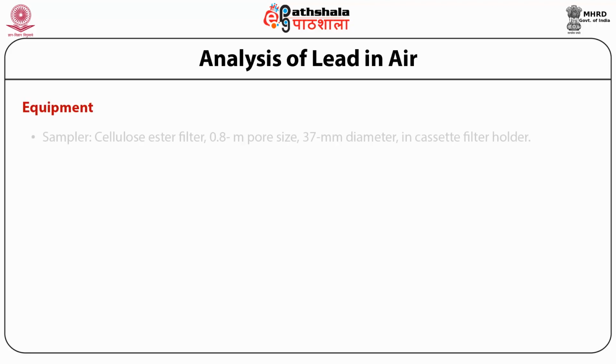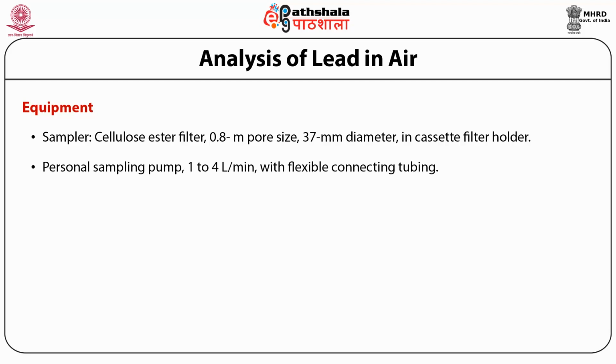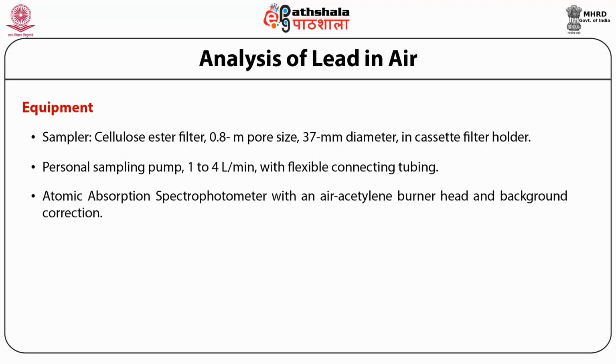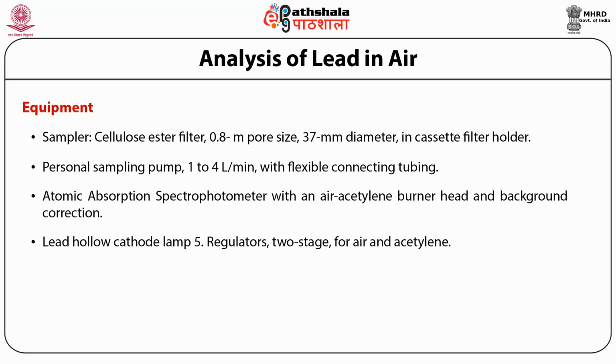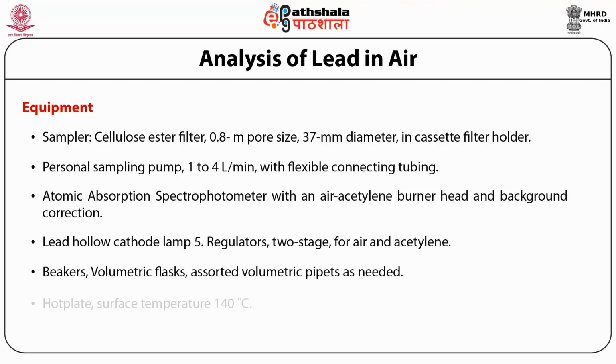The equipments used are a sampler for collection of air sample, a cellulose ester filter 0.8 micrometer pore size, 37 millimeter diameter in a cassette filter holder. Personal sampling pump 1 to 4 liter per minute with flexible connecting tubing. Atomic absorption spectrometer with an air acetylene burner head and background correction. Lead hollow cathode lamp. Regulator 2-stage for air and acetylene. Beakers, volumetric flasks, assorted volumetric pipettes, hot plates, surface temperature, etc. are other things which are required for analysis.